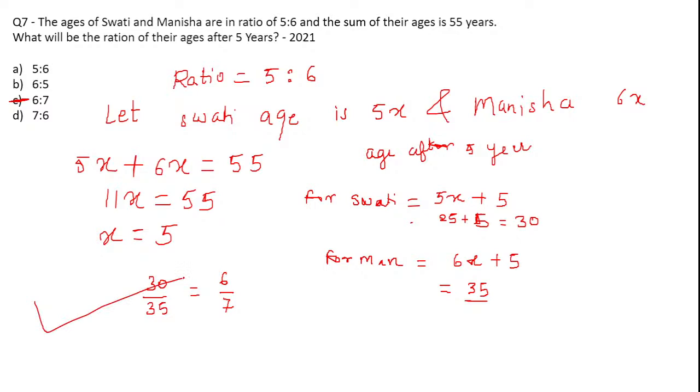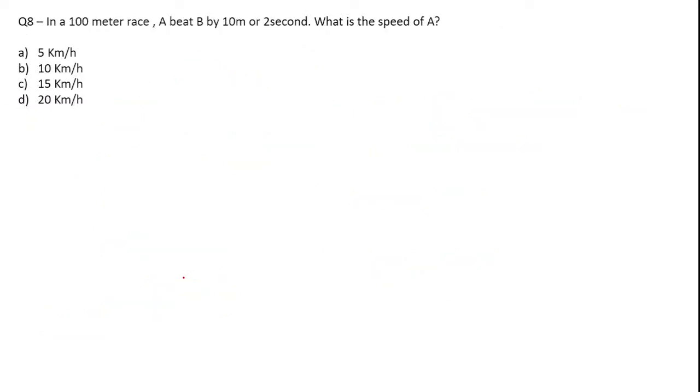Now let's take the last question as homework. Here this is a speed, time and distance question. So in a 100-meter race, A beat B by 10 meters or 2 seconds. What is the speed of A? So this is a simple question on speed, time and distance, which you can solve by using the simple formula, speed equals distance upon time.